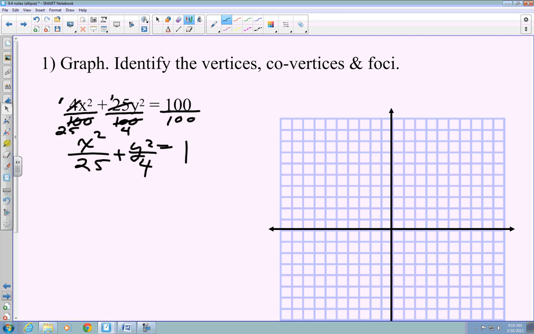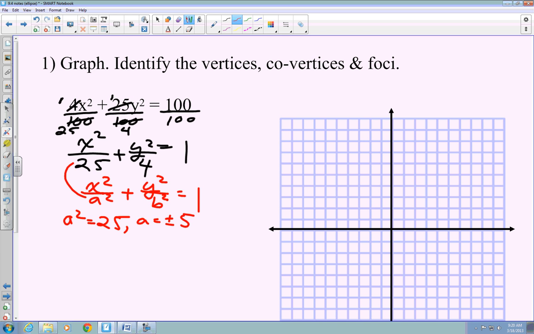So let's write down that standard form again so we can remember and look at it while we're working with this. The first thing you do is look at it and say, okay, once I get it equal to 1, which number is bigger? It's the one under the x squared, so that's my a squared. So I say x squared over a squared plus y squared over b squared equals 1. If that's the case, I match them up. A squared equals 25. So a equals plus or minus 5, the square root of 25.